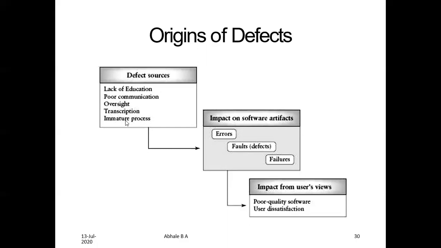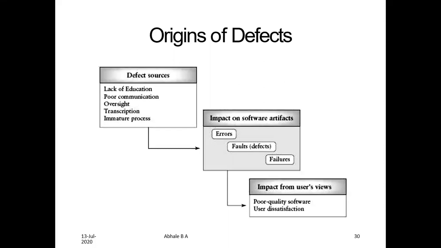Then transcription, and the last one is an immature process. Transcription means conversion. And an immature process means any process is executing and it is not completed. Suppose 95% is completed, 5% is remaining. So again, because of which the defect will occur. So these are some sources of defect.